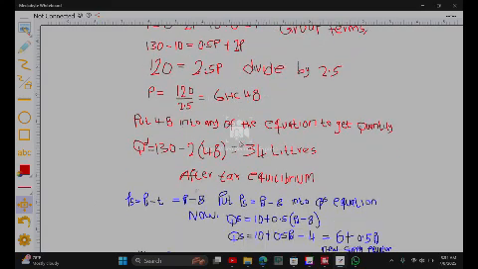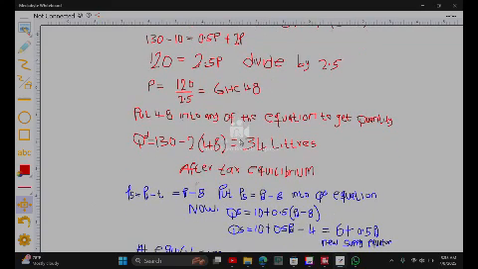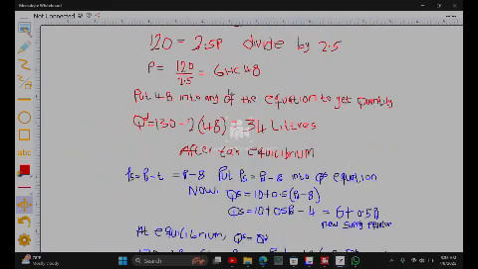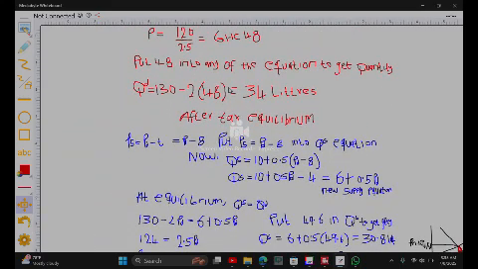So after the imposition of the tax, what is the equilibrium price and what is the equilibrium quantity? That's where we are now going. After the government imposes the tax, what is the price consumers are going to pay and what is the price producers are going to pay?